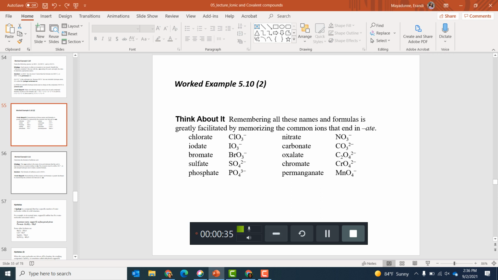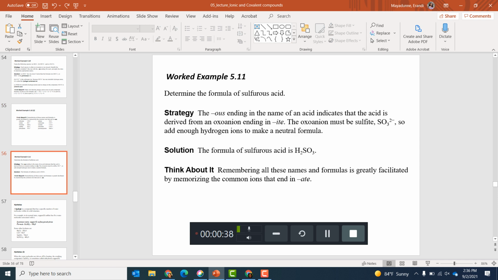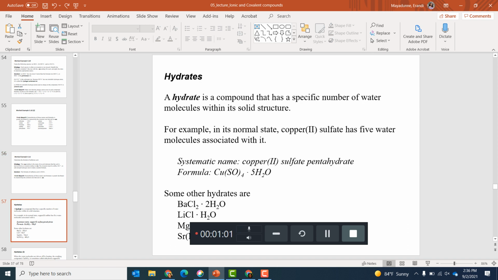And I have a worked example. The example here: determine the formula of sulfurous acid. So sulfurous, with OUS at the end, means the acid's anion ends with ite. So SO4 is sulfate, so the anion should be SO3. So H2SO3 is the acid.